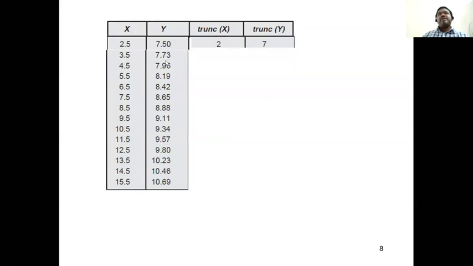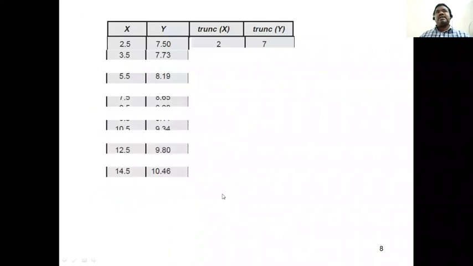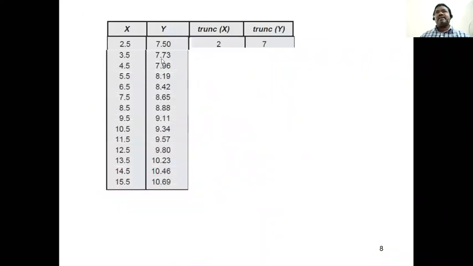How do 3.5 and 7.73 appear here? You just look at this algorithm. The x value is this. X increment is 1. Therefore, in the next iteration, it will become 3.5. The y value will become 7.73. You understand? 7.73. Okay.